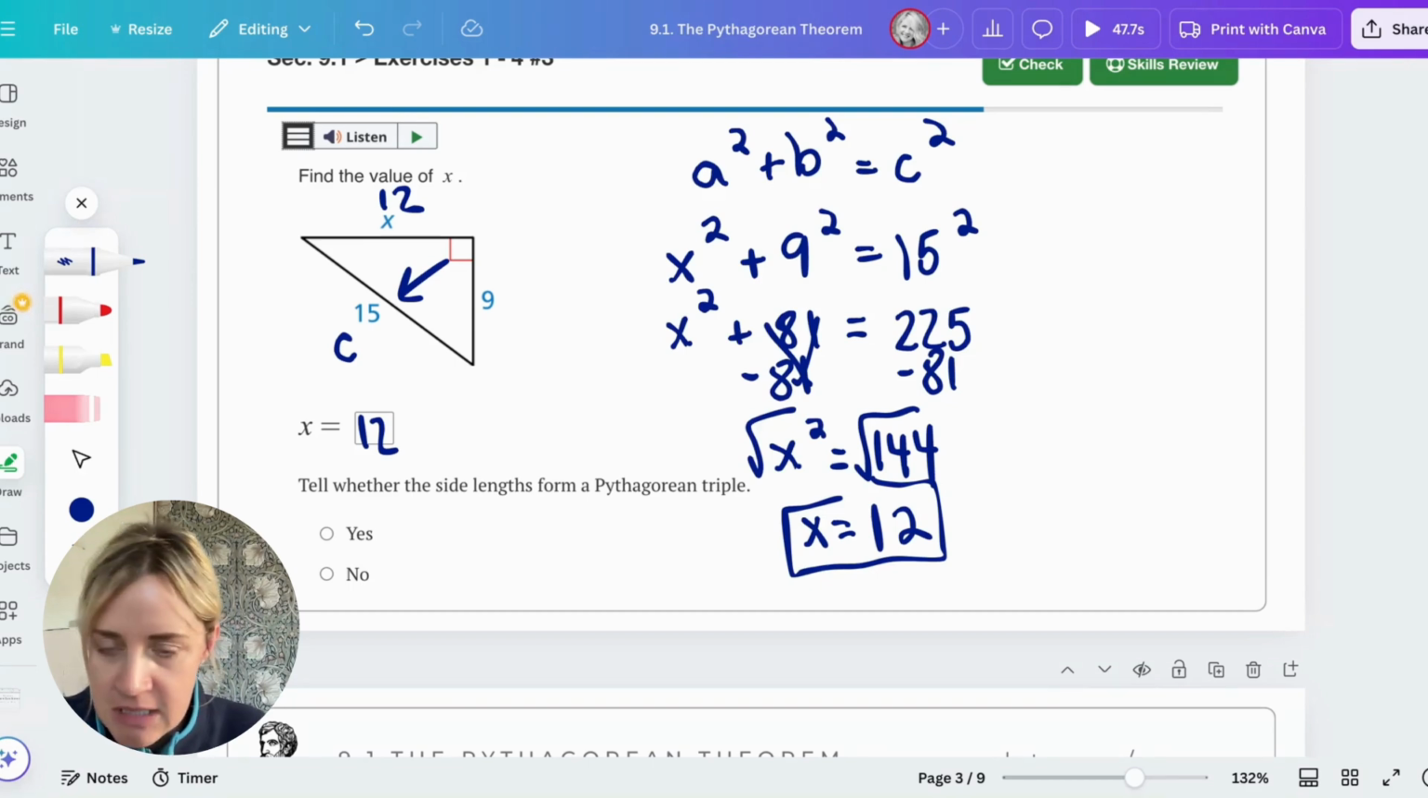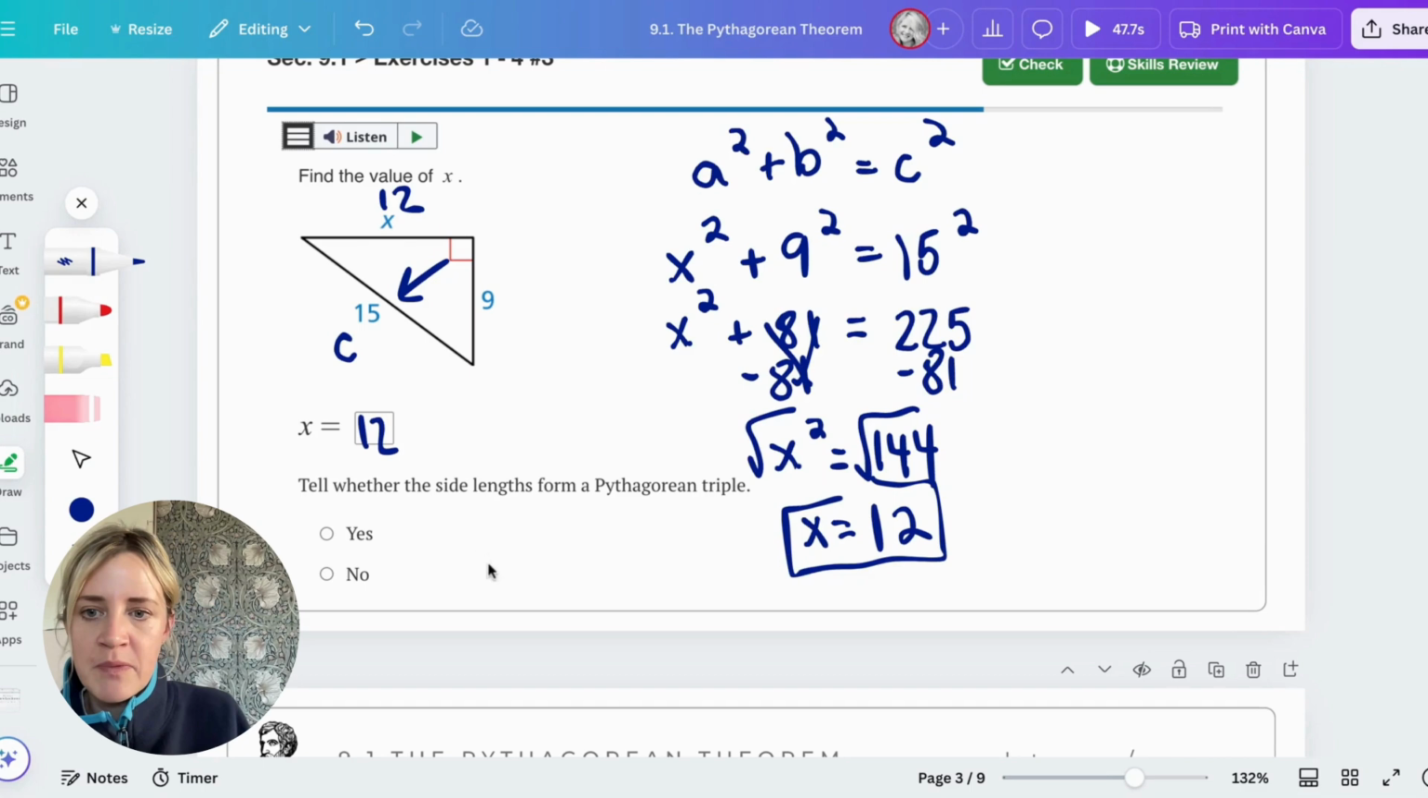This still is. What if I would have gotten 17 or something like that for my x? Well, I should have known I did something wrong because the longest side is the 15. So if I got something longer than 15, then something's wrong. So make sure you're double checking your work, go back, see if you need to ask for help or do it again.